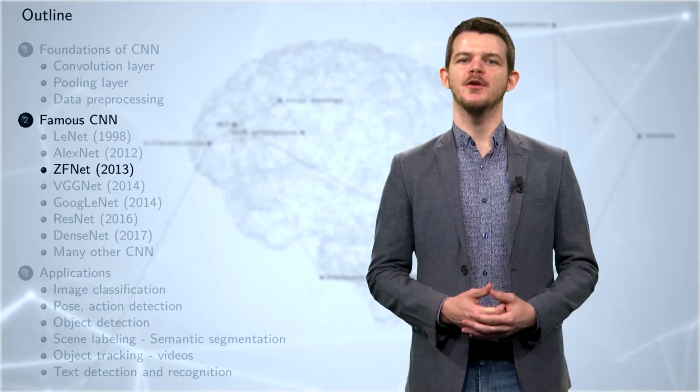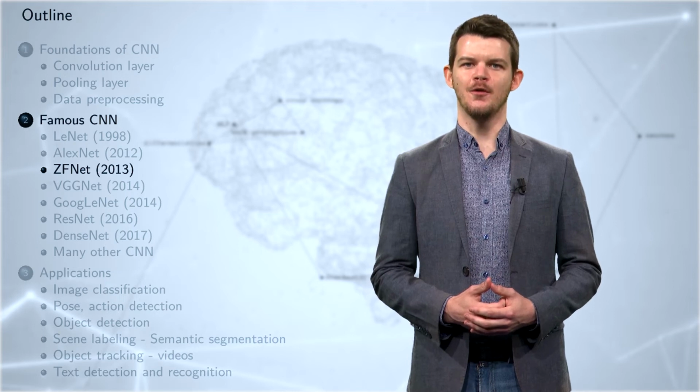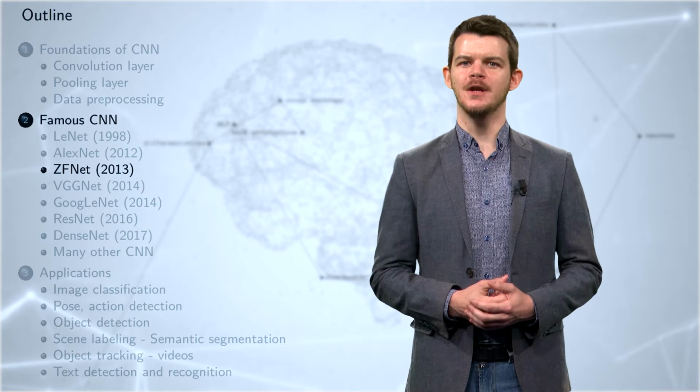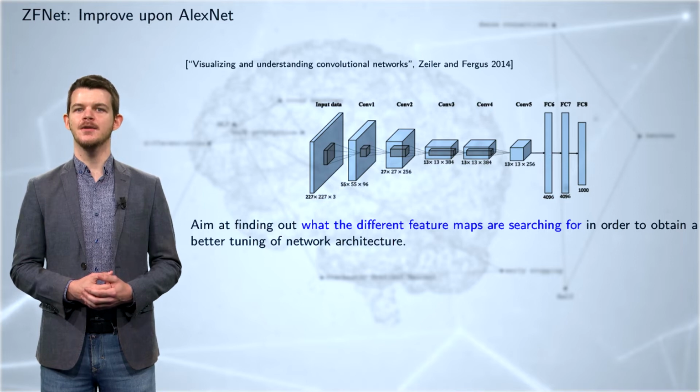We are now going to see a variant of AlexNet which will help us to understand the influence of hyperparameters in AlexNet and to comprehend the effect of each layer in the network. This new network is called ZFNet and was designed in 2013. ZFNet has the same structure as AlexNet.